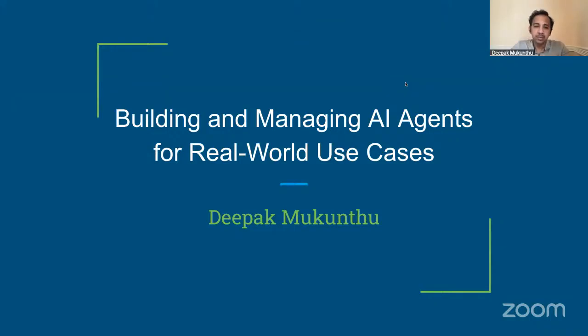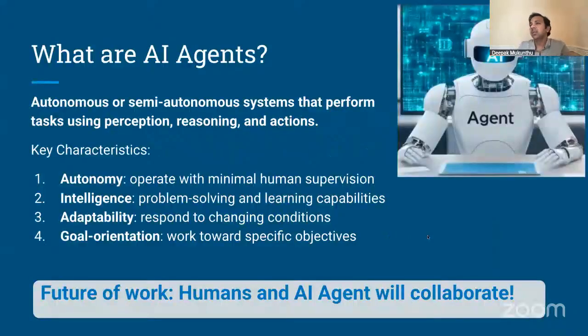I lead product management at Agentforce AI platform at Salesforce, and today we're going to talk about how to build and manage AI agents for real-world use cases. With that, a quick precursor on what AI agents are. AI agents are basically autonomous or semi-autonomous systems that perform tasks using perception, reasoning, and action. I'll talk about all these three in the next couple of seconds.